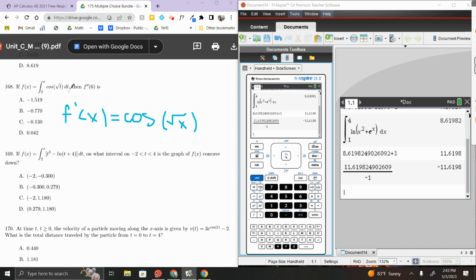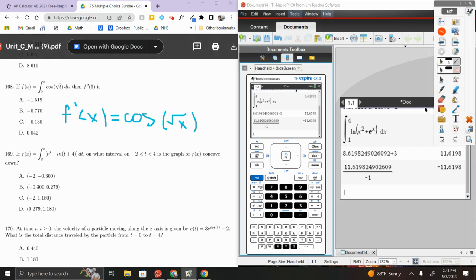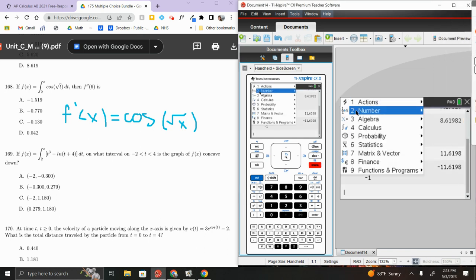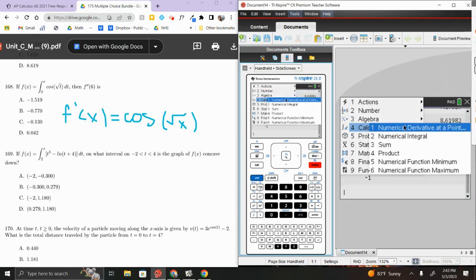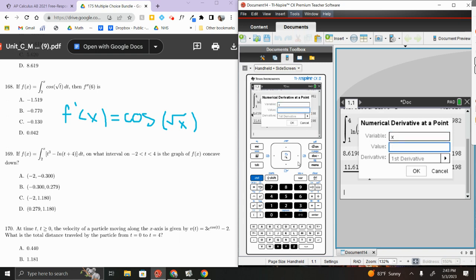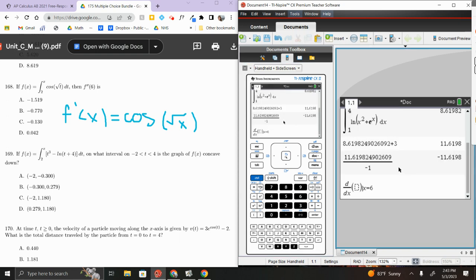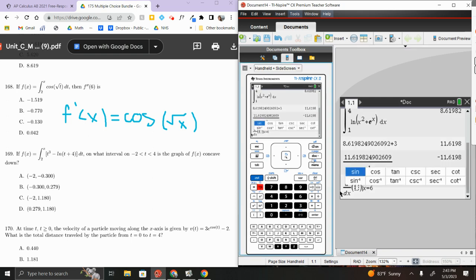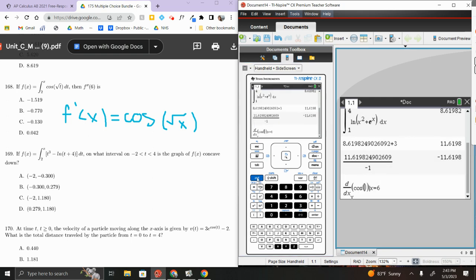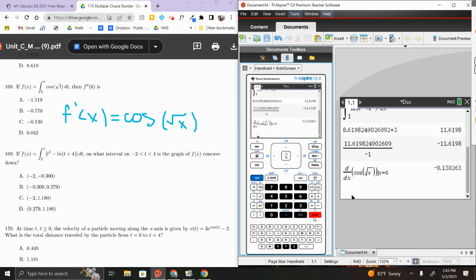But now I want the second derivative at 6. So we're just going to use our calculator to find that derivative. So menu, derivative at a point. I'm looking for it at 6. Then I'll just type in cosine of square root of x. And you should get negative 0.130, or C.